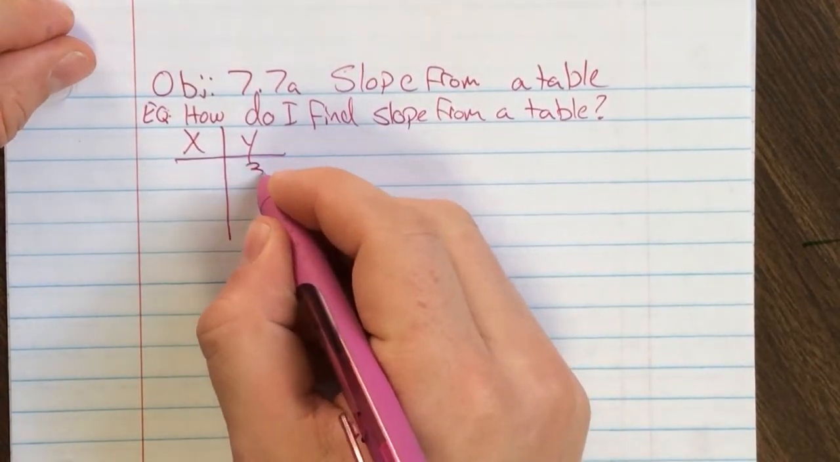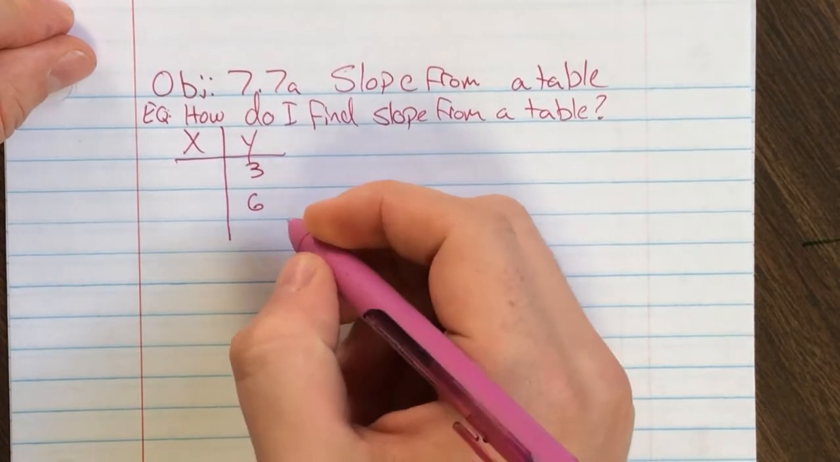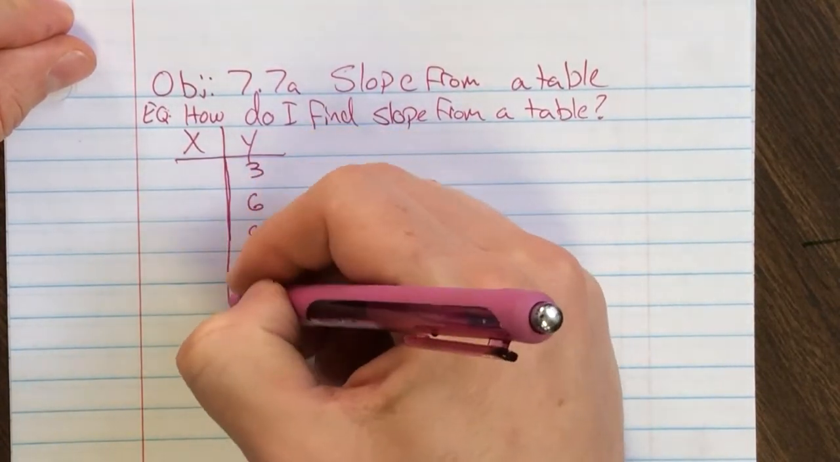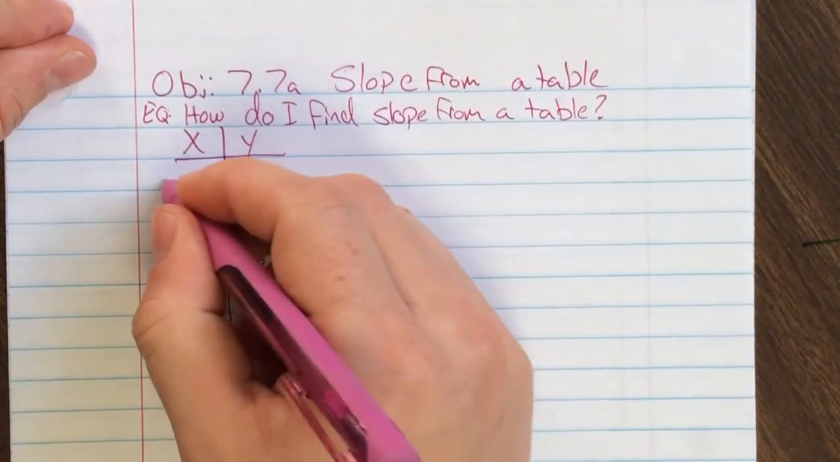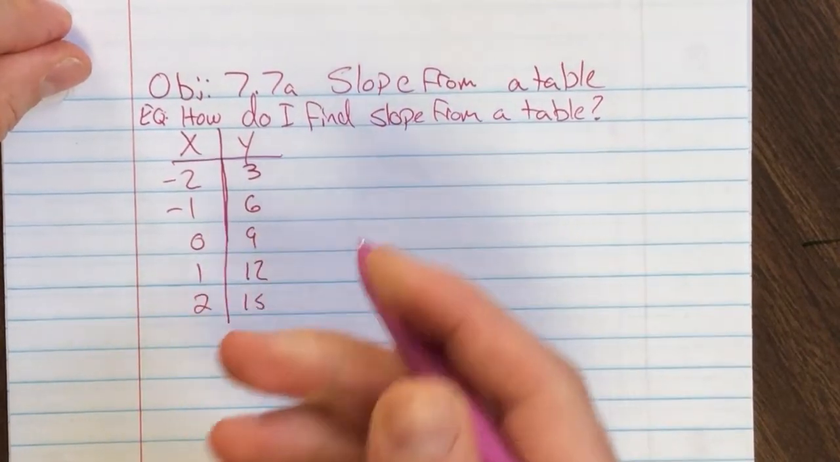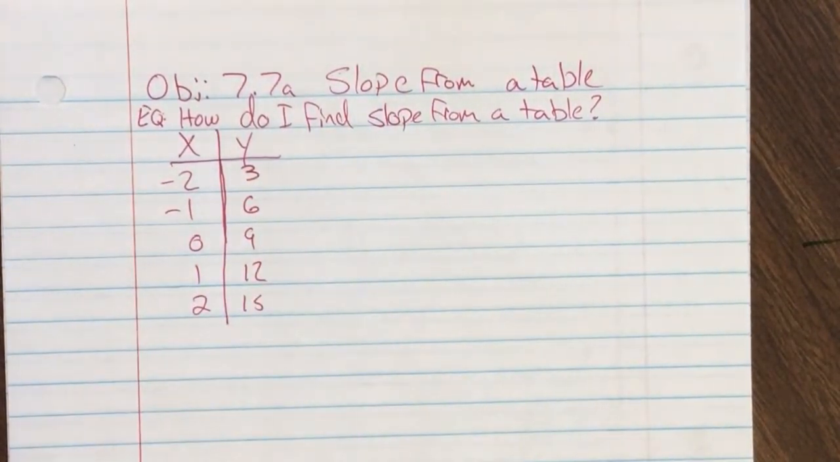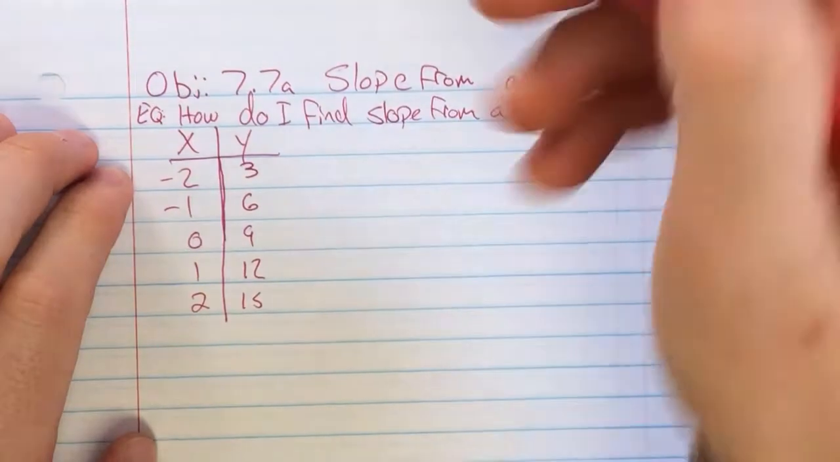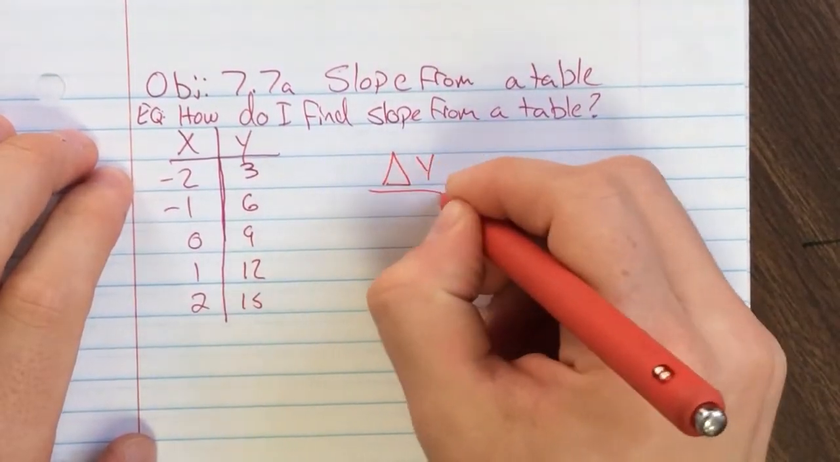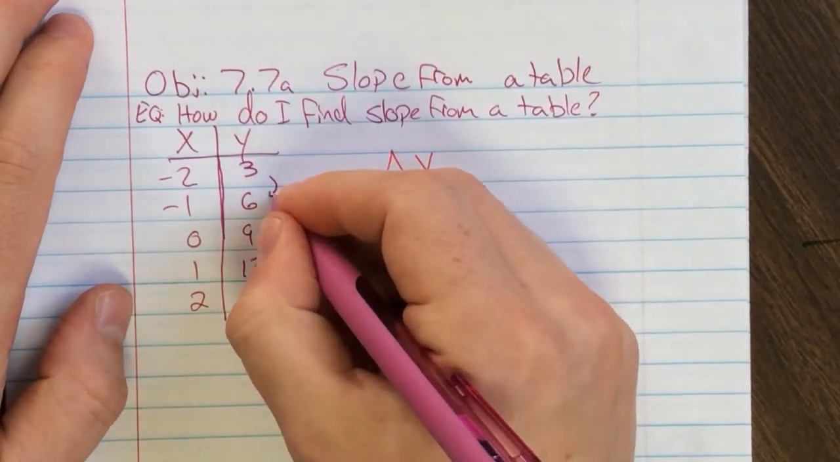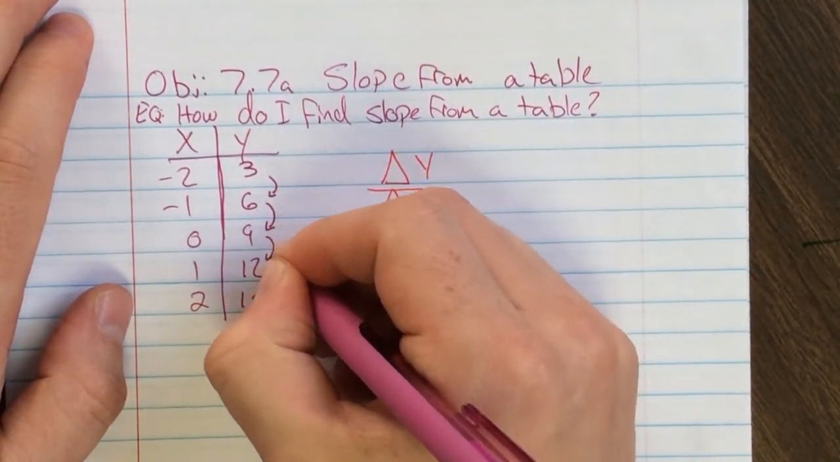So we're going to fill in some x and y values. I need you to fill in these exact values too. Basically these could also be points on a graph as well, right? So your x and your y coordinates. To find the slope, we're going to do change in y over change in x. So how much did y change over how much x changed every single time, okay?